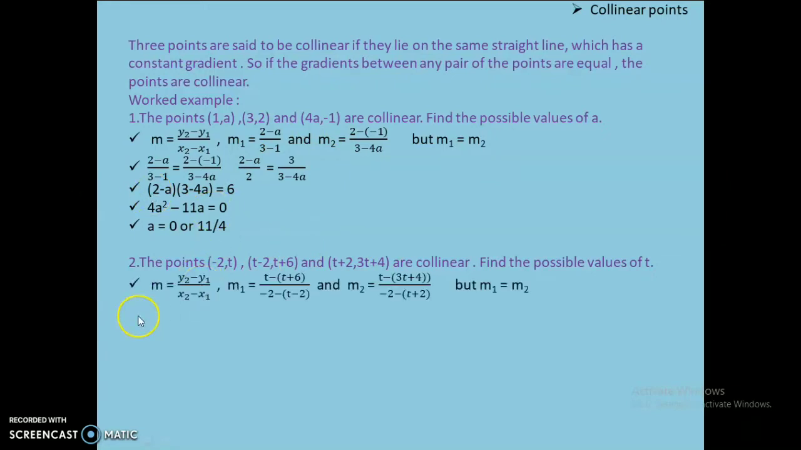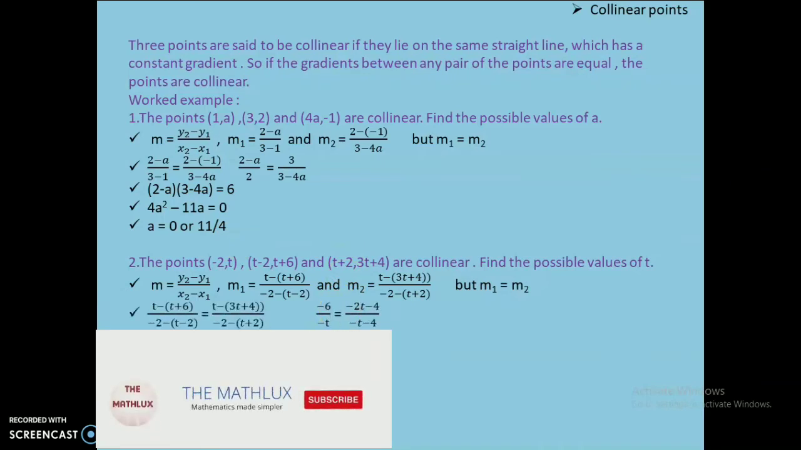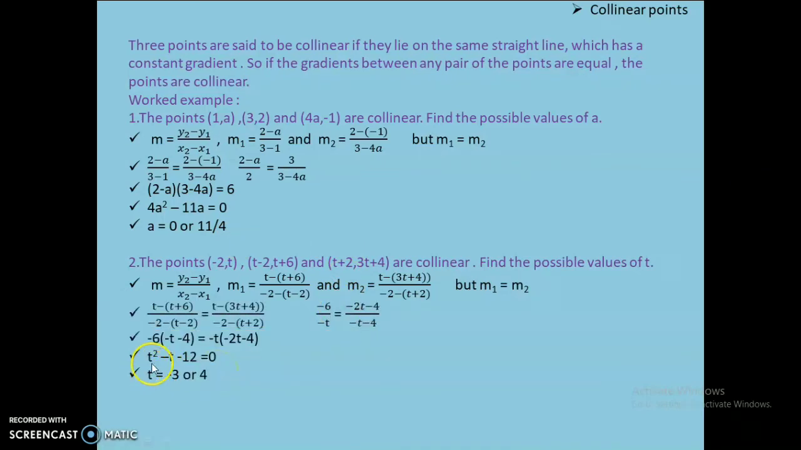So let's see. We know that gradient is equal to y2 minus y1 all over x2 minus x1. Gradient m1 is the gradient between this point and this point, and m2 is the gradient between this point and this point. Then because the gradients are equal, we can equate them. So we can simplify everything and get that t squared minus t minus 12 should give us 0. Now the possible values of t are -3 or 4.